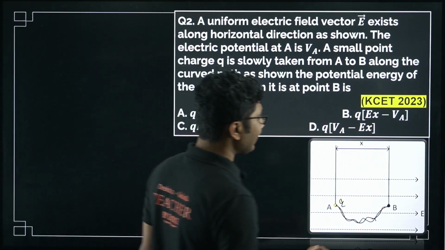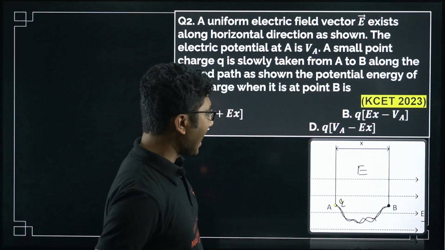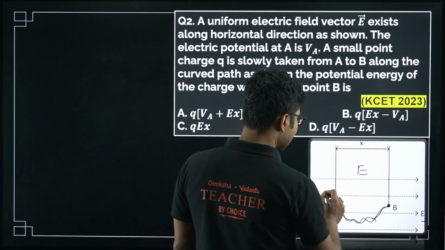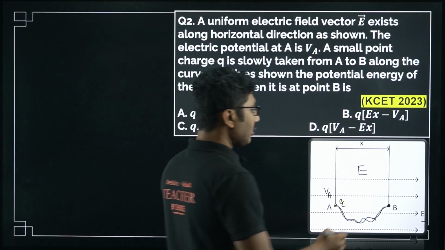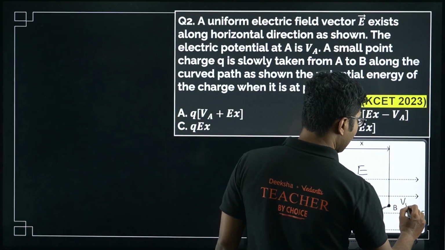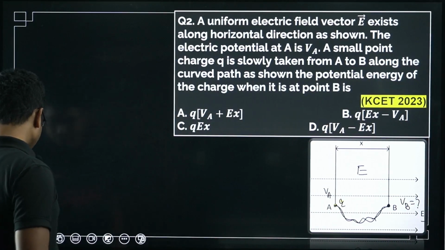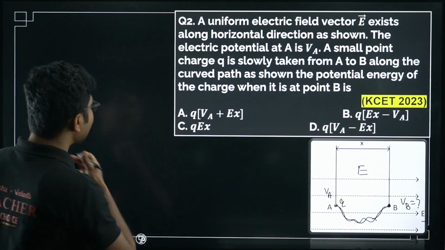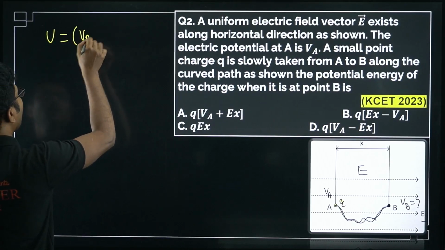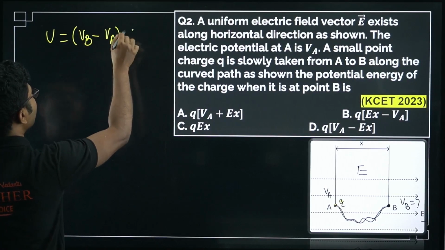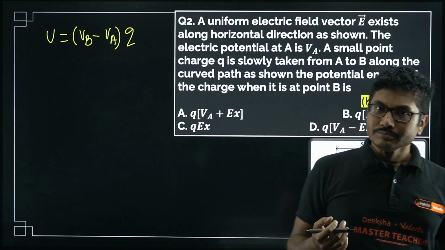Now a constant electric field E is given, and the potential at A is VA. Potential at B is not given. So what we have to do? We have to find VB. What is the potential energy formula here? You have to remember that potential energy is the final potential minus initial potential, into the charge. That is the formula we are interested in.